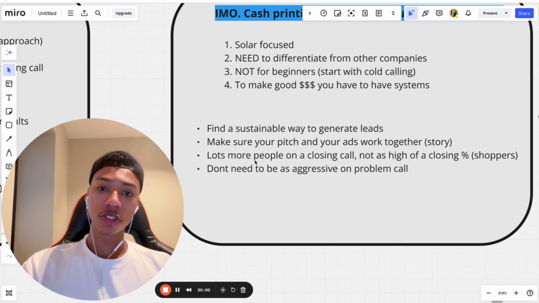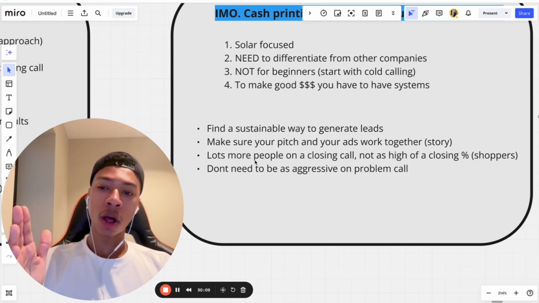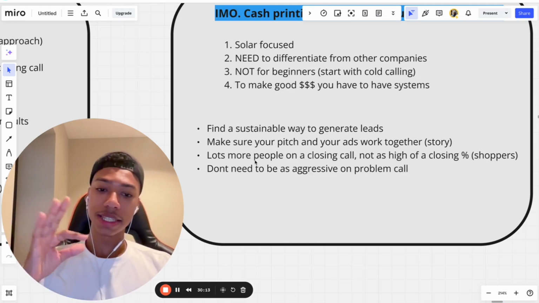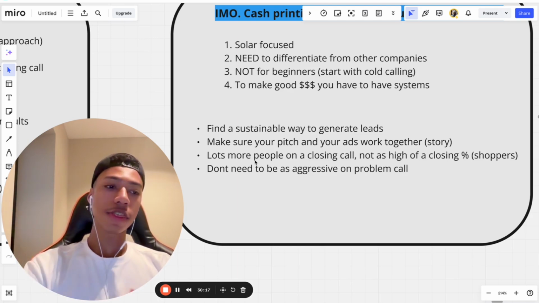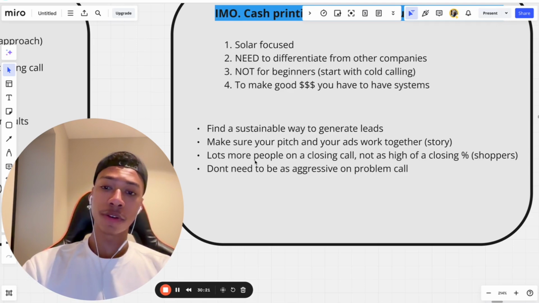And then you also need to make sure that you have a sustainable ad copy, that it's giving you good, consistent results, and the results that you want. So your ad copy can't be some crazy, wacky thing where you're getting the cheapest leads and it's just people thinking they're going to get free solar plus $1,000 and all this crazy stuff. It needs to be a sustainable way to generate leads.